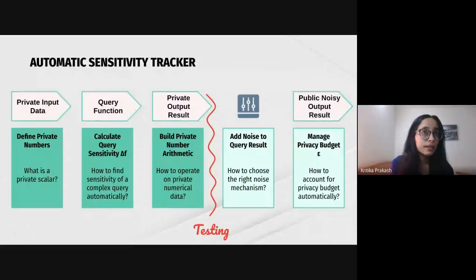with other private scalars in different sorts of numerical operations which are commonly found. And finally, that simplifies how the sensitivity is calculated, because now each private value is bounded with an upper bound and a lower bound. And so it gets way simpler to calculate the sensitivity.